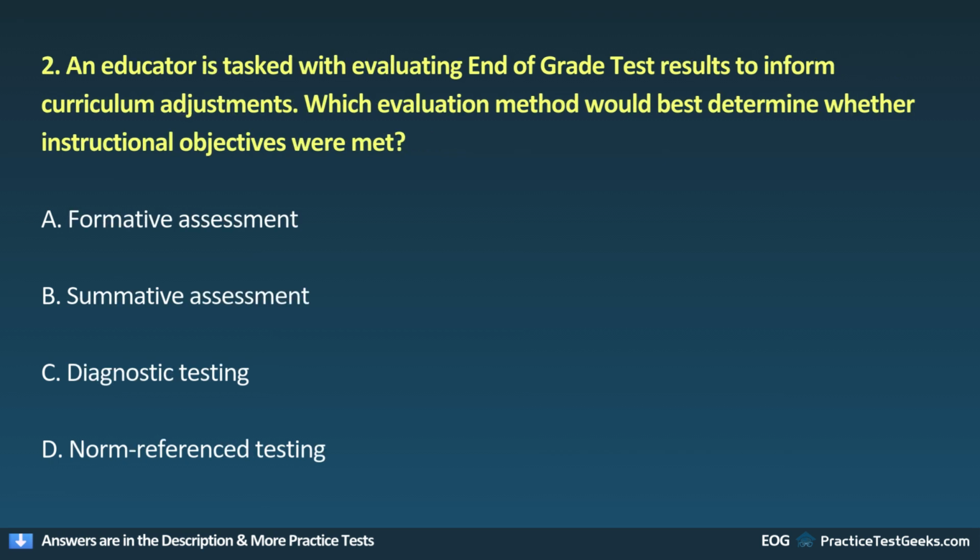2. An educator is tasked with evaluating end-of-grade test results to inform curriculum adjustments. Which evaluation method would best determine whether instructional objectives were met? A. Formative assessment. B. Summative assessment. C. Diagnostic testing. D. Norm-referenced testing.